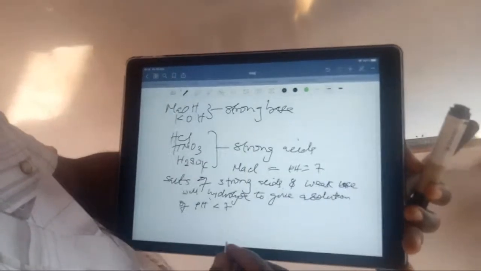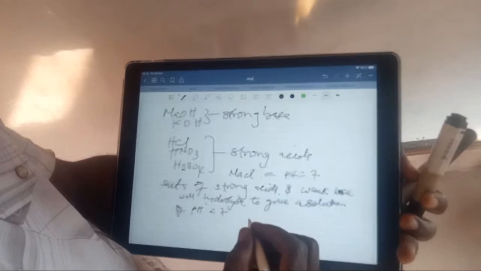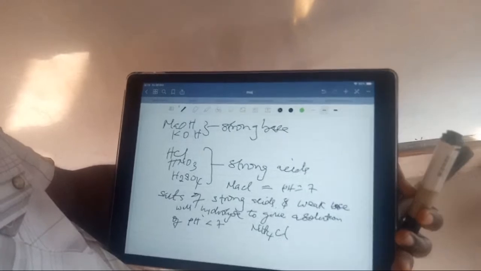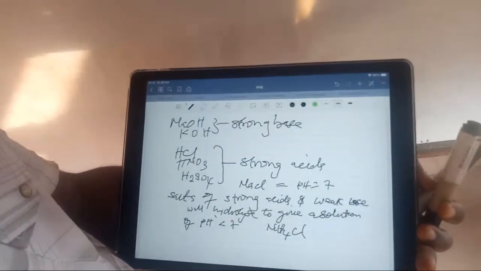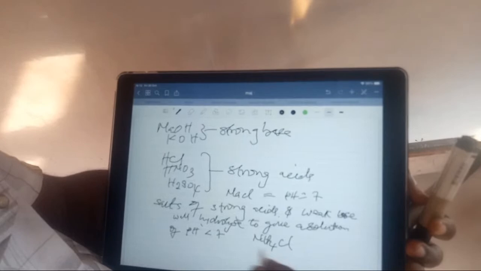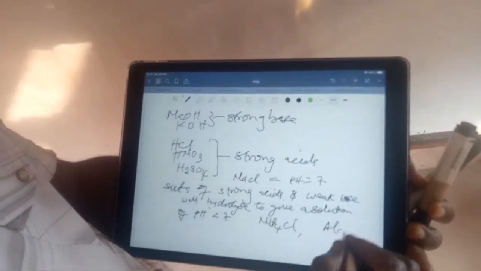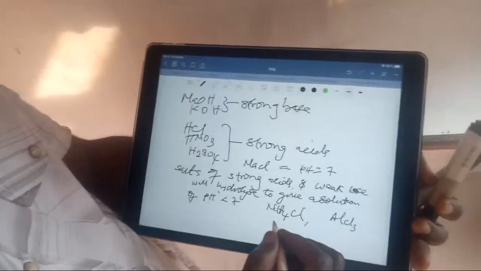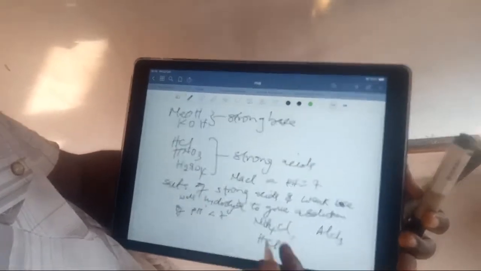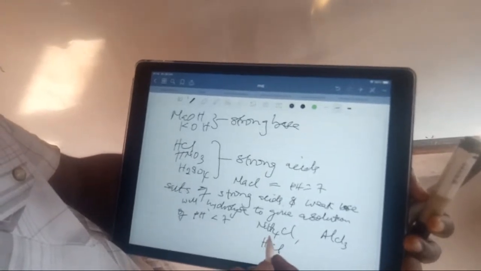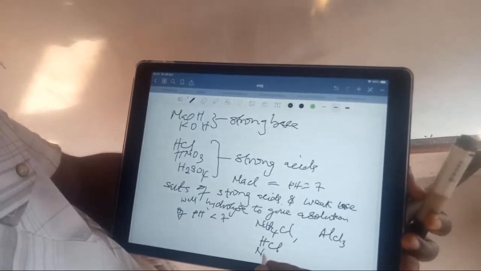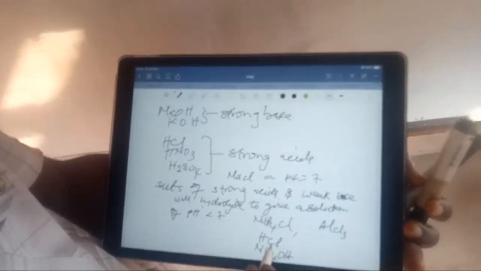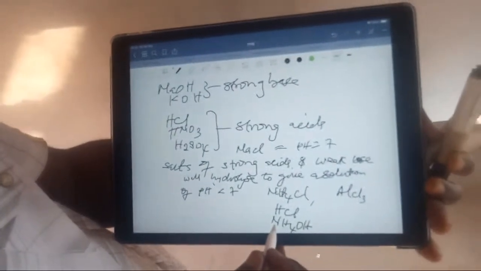Good example of such salts is ammonium chloride, or even aluminium chloride. Just remove the cation, place hydrogen there. So what do we have? HCl. Then keep the cation constant and remove the anion. So what do we have? NH4. So this ammonium chloride is a salt of HCl and ammonium hydroxide.